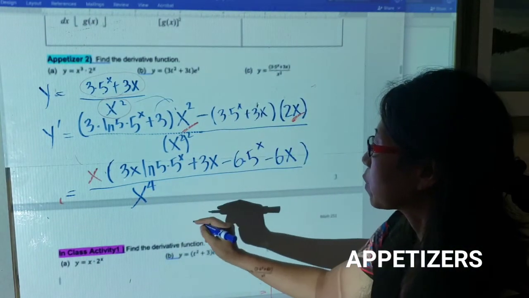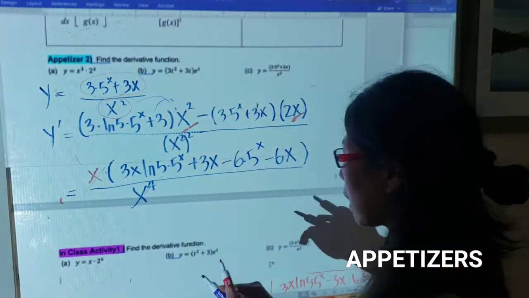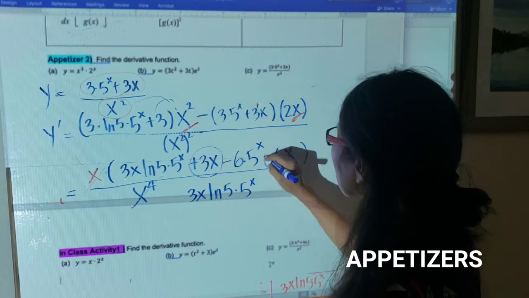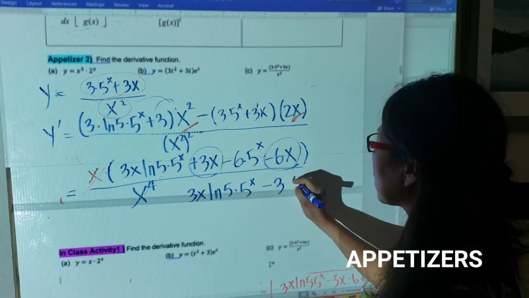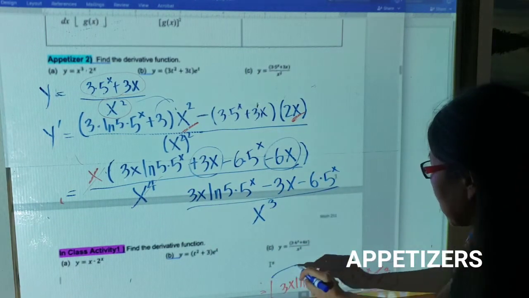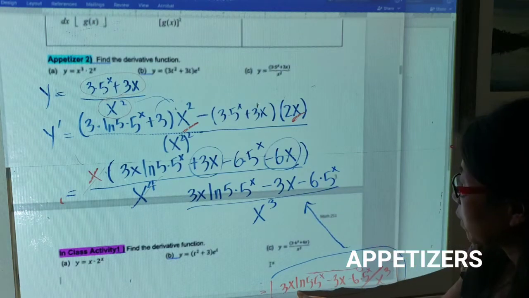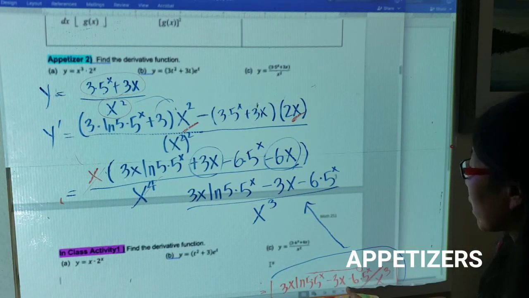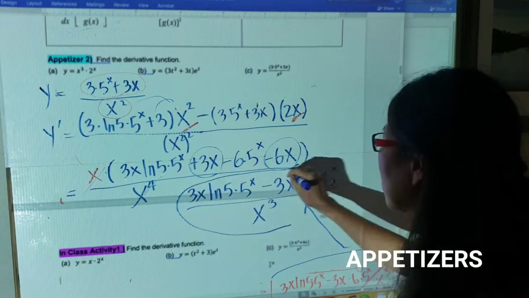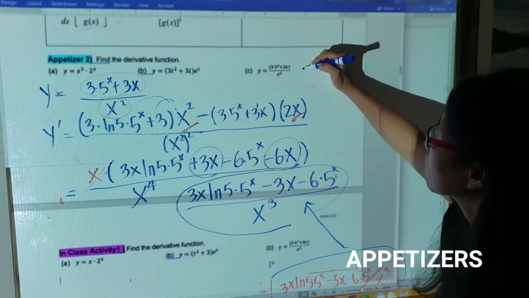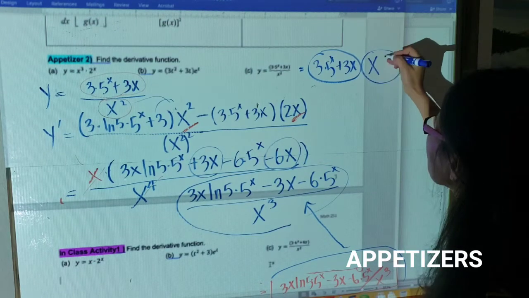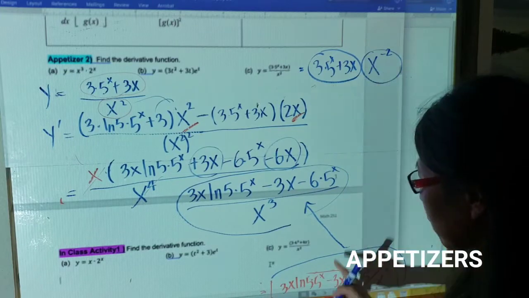So we're almost there. If you see it, this x and 1x can cancel out. So the rest of them, 3x natural log of 5 times 5 to the x. You notice the common factor, which is a negative 3x minus 6 times 5 to the x over x to the third. If you see it, exactly the same answer, right? 3x ln 5 to the x minus 3x minus 6 times 5 to the x over x cubed. That's why you have to simplify all the way. So I showed you with the quotient rule and the product rule. When you do this one, your front part is the same, but you have to use your g function. This one is going to be x to the negative 2 since you brought it up. So careful, then you will get the same answer.